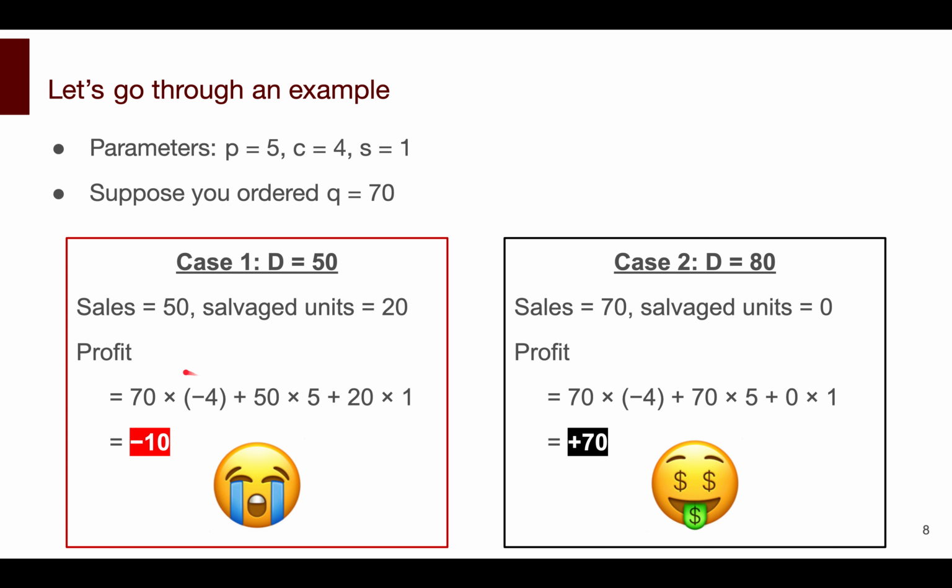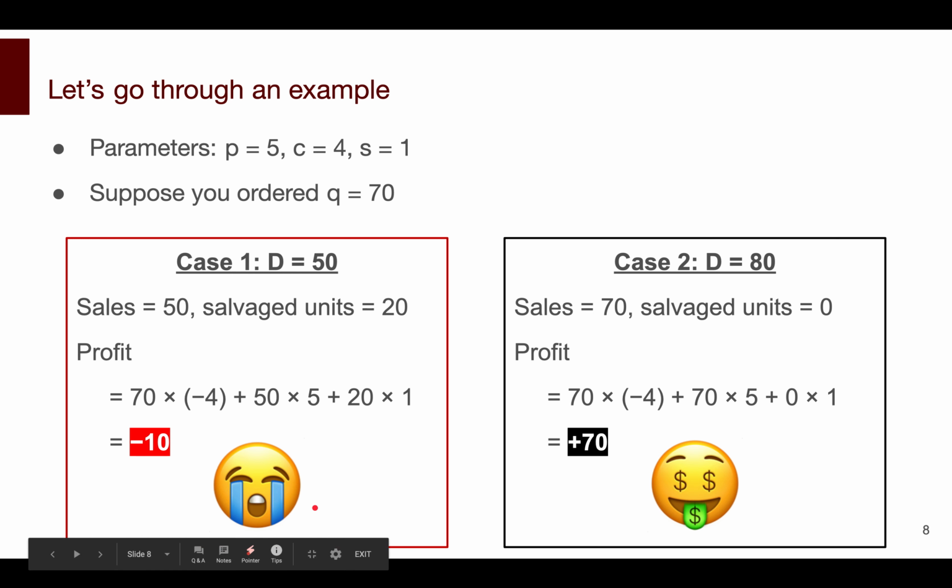So you paid 70 times 4, but you paid it out, so that's why it's minus. So this is how much you paid. This is how much you collected from the sold newspapers. This is how much you salvaged. You can calculate it out and you get minus 10. So you lost money. Boo-hoo.